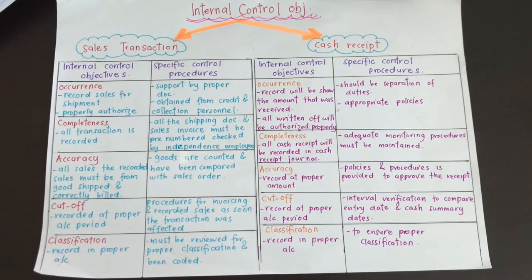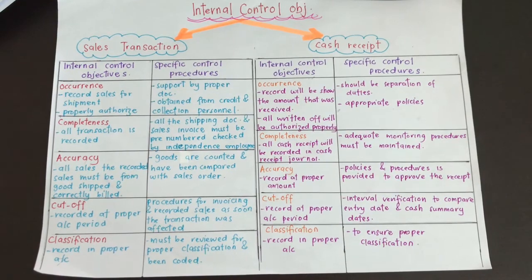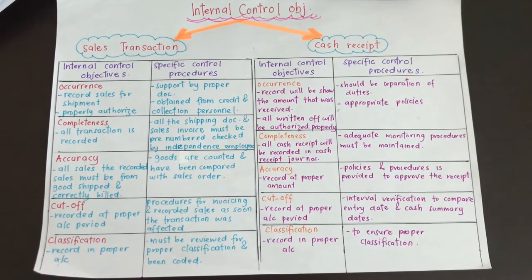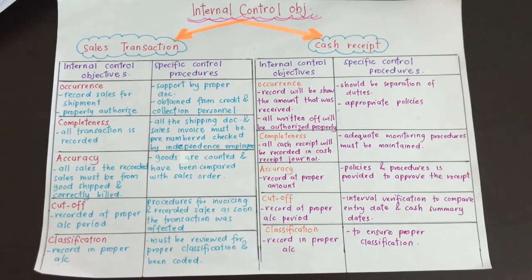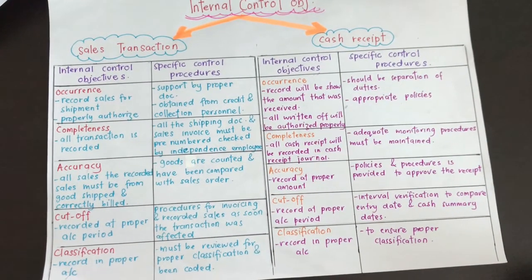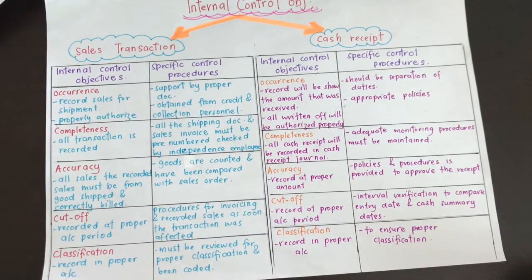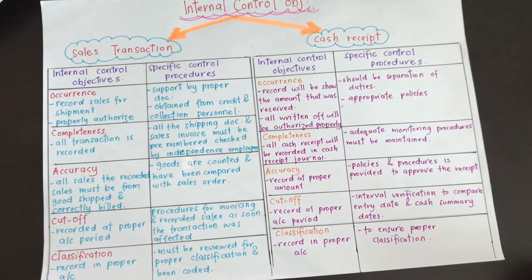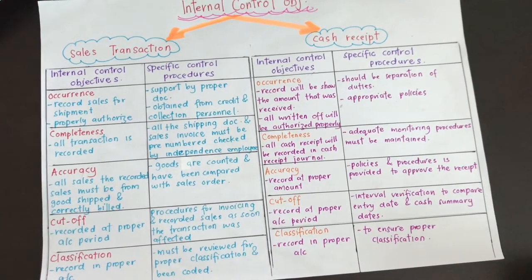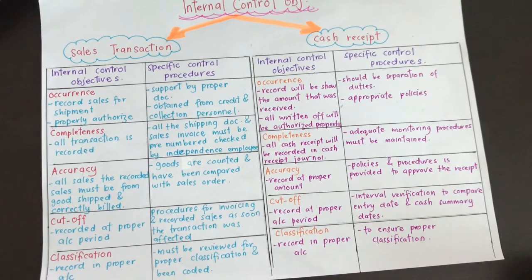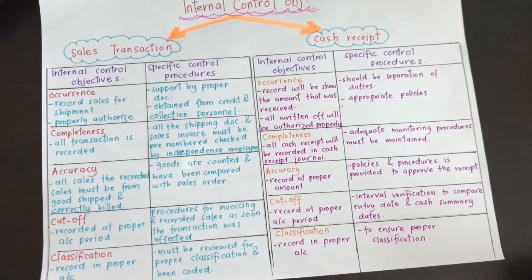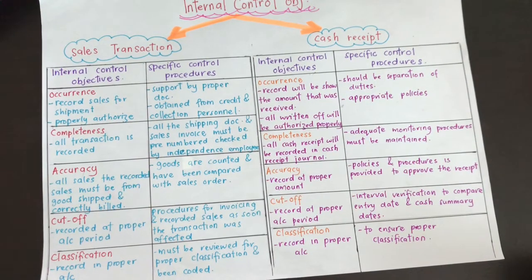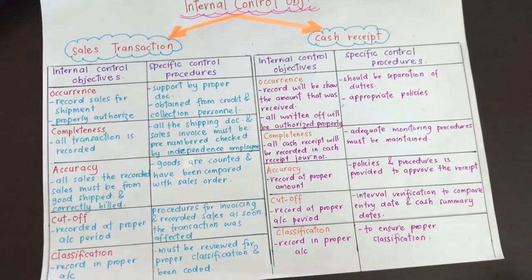The accuracy internal control objective is that receipts are recorded at proper amounts. Meanwhile, for specific control procedures, policies and procedures are provided to approve the receipt. Cut off, as an internal control objective, means receipts are recorded in the proper accounting period, and for specific control procedures, there is internal verification to compare entry dates and cash summary dates. Classification, as an internal control objective, means receipts are recorded in the proper account. Meanwhile, the specific control procedures are to ensure proper classification and review for unusual items.